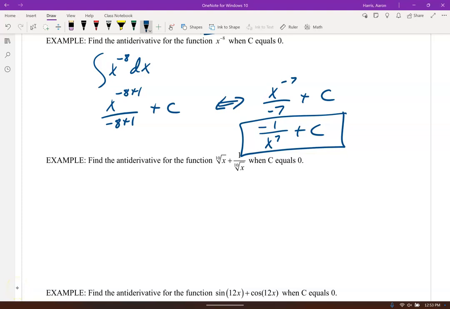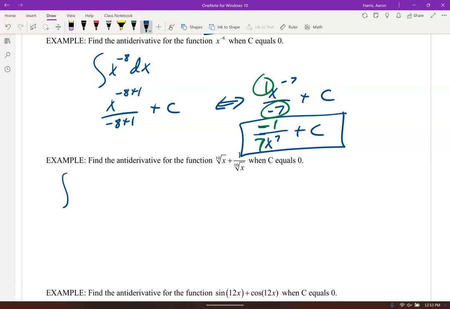Whoops, I just realized I did not get that in there. Thank you, Julian, for pointing that out. Maybe that's 1 over negative 7, which is negative 1/7. My goodness. All right, let's keep going here and find this antiderivative.